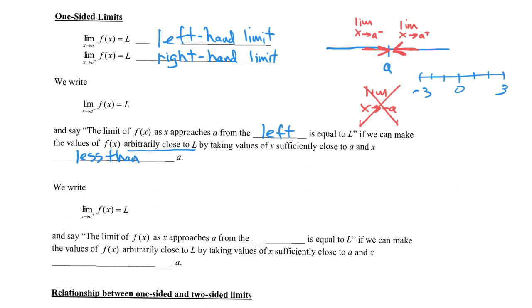And similarly, over here we write this notation and we say the limit of f of x as x approaches a from the right is equal to L if we can make the values of f of x arbitrarily close to L, which means, again, as close as we want, by taking the values of x sufficiently close to a and x greater than a.